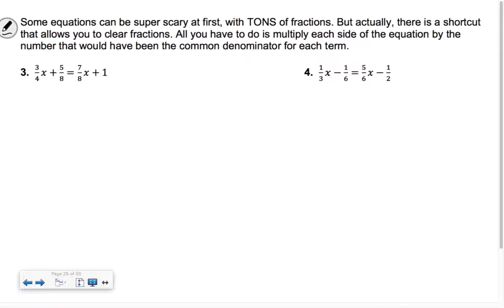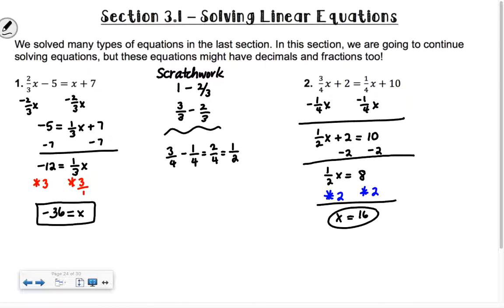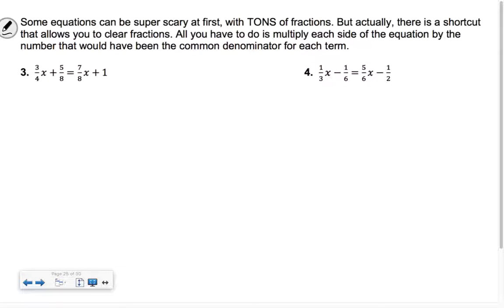It says there's actually a shortcut that allows you to clear fractions, and we're going to learn that shortcut today. All you have to do is multiply each side of the equation by the number that would have been the common denominator for each term. In the last two examples, we dealt with the fractions, right? We subtracted 1/4 x, 1/4 x. We were fine. You can do it that way if you want to. But do you guys like shortcuts? Yeah, if there's a way to do this faster, I want to learn it. Okay?